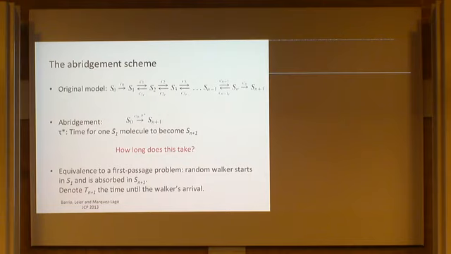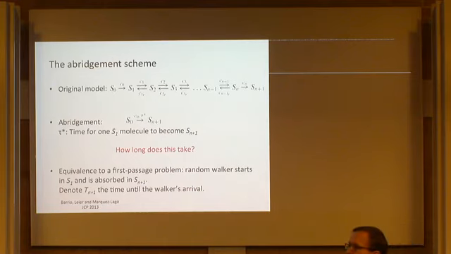Now, here you see again the original model and the abridgment. So species S0 becomes Sn plus 1. It goes out with a certain reaction rate C0, and then we have a delay associated. This is the time it takes for S1 to become actually the molecule Sn plus 1, and then the question is how long does it take?